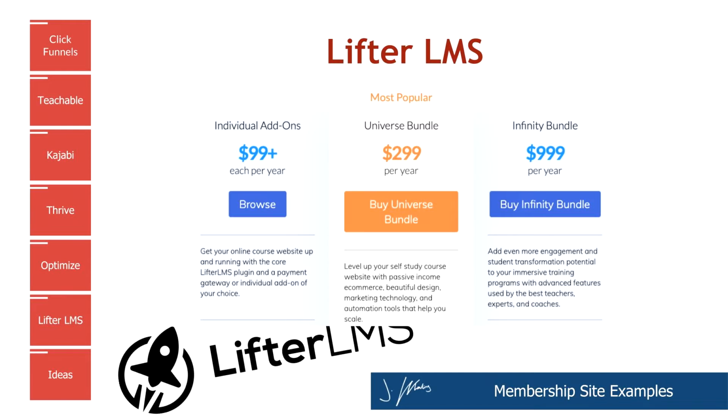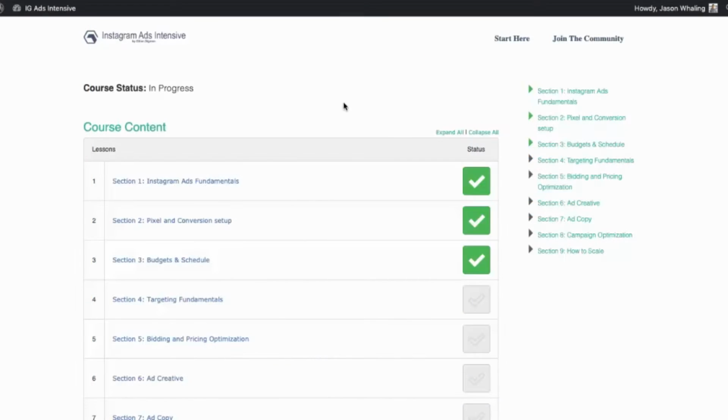So you could use Thrive Apprentice with Lifter MLS, for example, although there'd be a little bit of an overlap. So you probably want to look for something that's a little cheaper. But this is just an example of a site that's using this plugin without adding any other design elements.